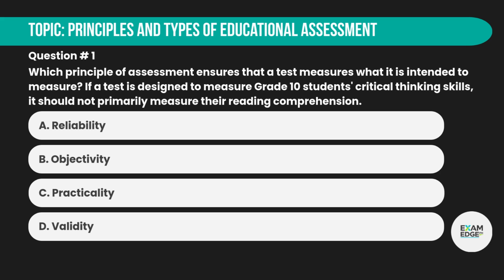Question number 1. Which principle of assessment ensures that a test measures what it is intended to measure? If a test is designed to measure grade 10 students' critical thinking skills, it should not primarily measure their reading comprehension. A. Reliability. B. Objectivity. C. Practicality. D. Validity.